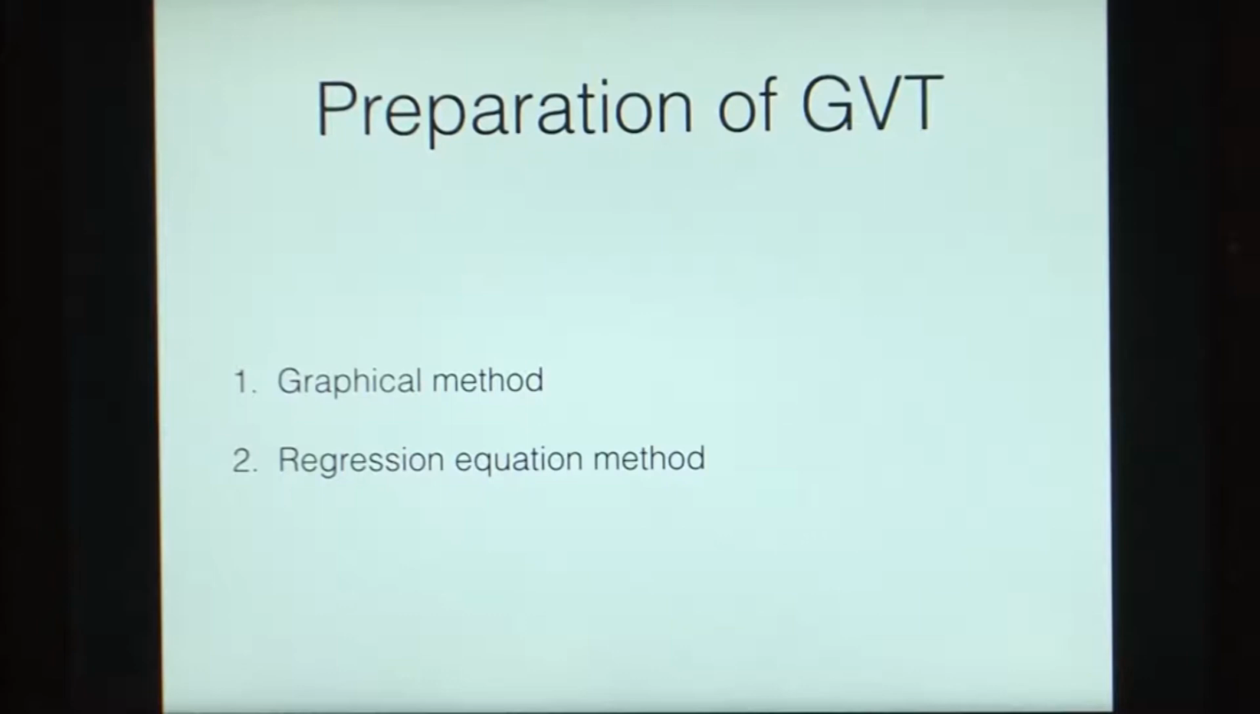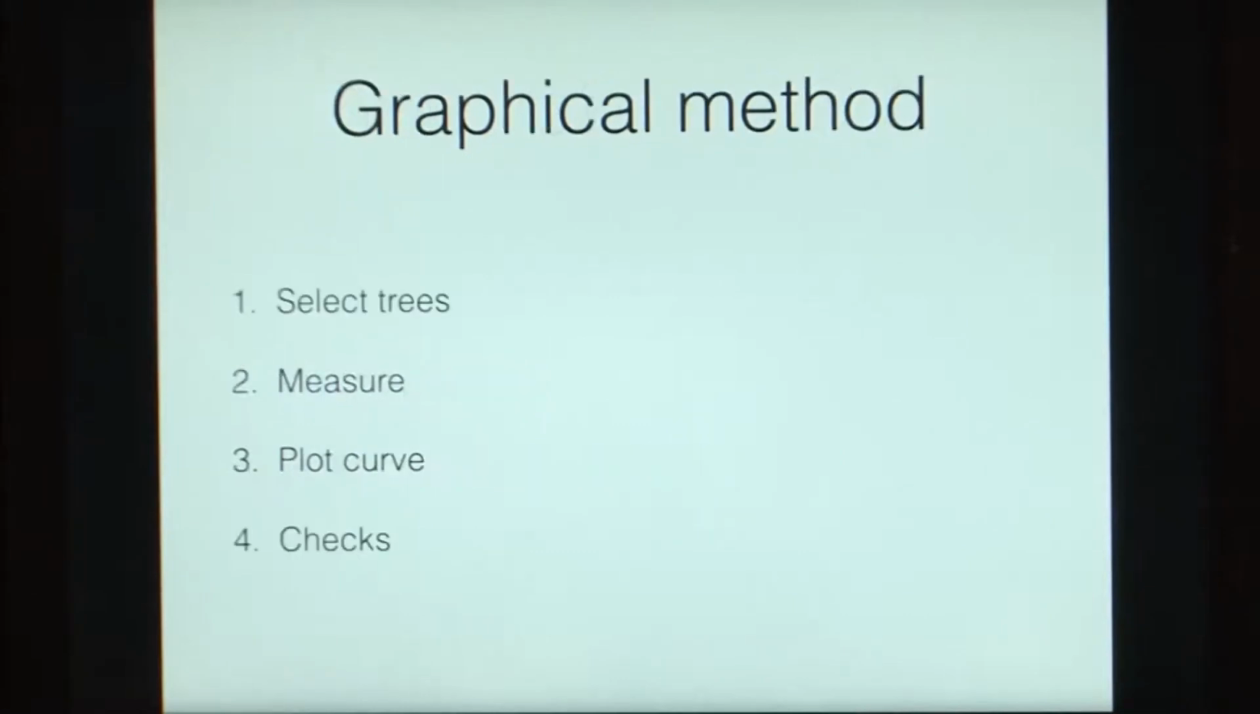So, in the case of general volume table, we will be measuring the diameters, the heights and the volumes, and then use them in a tabular fashion. So, this table can be generated either by the graphical method or the regression equation method. So, what do we do?